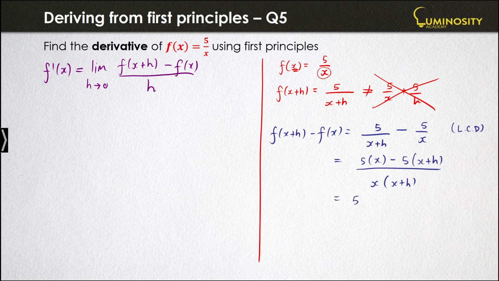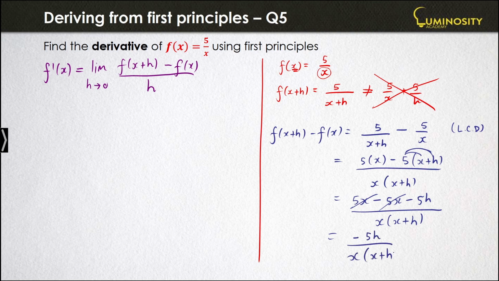So altogether I have 5x minus, that's going to be 5x, and don't forget it's minus 5 times h, so minus 5h. Again, be wary of the algebra. All over x times x plus h. You see the 5x's cancel here, so you're left with negative 5h all over x times x plus h. That is f of x plus h minus f of x.